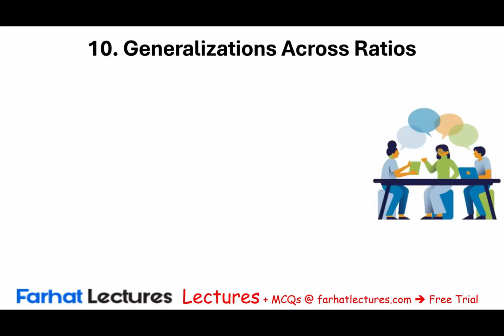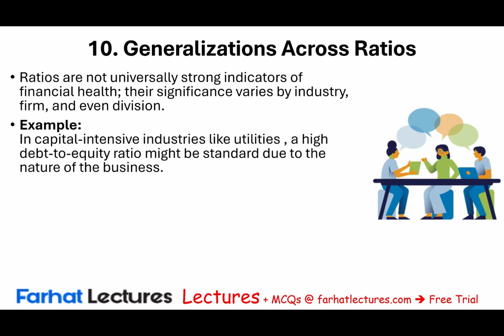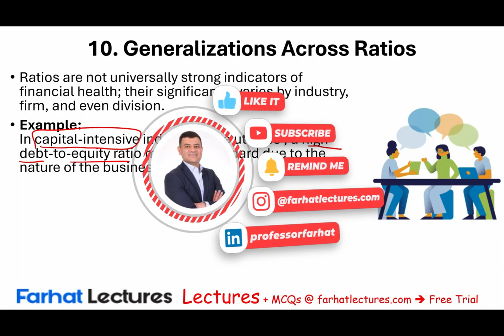Also, another weakness in ratios is generalization across ratios. Ratios are not universally strong indicators of financial health. Their significance varies by industry, firm, and even division. So not all ratios carry the same weight, and not all ratios carry the same weight within the same industry or the same company, or even within the same division. For example, in capital intensive industries, capital intensive means what? It means a lot of money to operate. You need a lot of assets, high debt to equity, because you need those assets. That might be the standard.